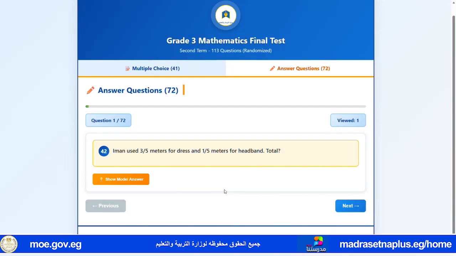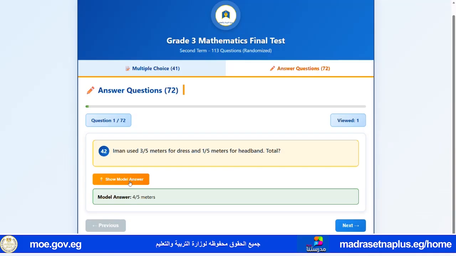3/5 and 1/5. Easy. It will be 4/5. Let's choose the model answer. Yes, 4/5. By what? By adding.